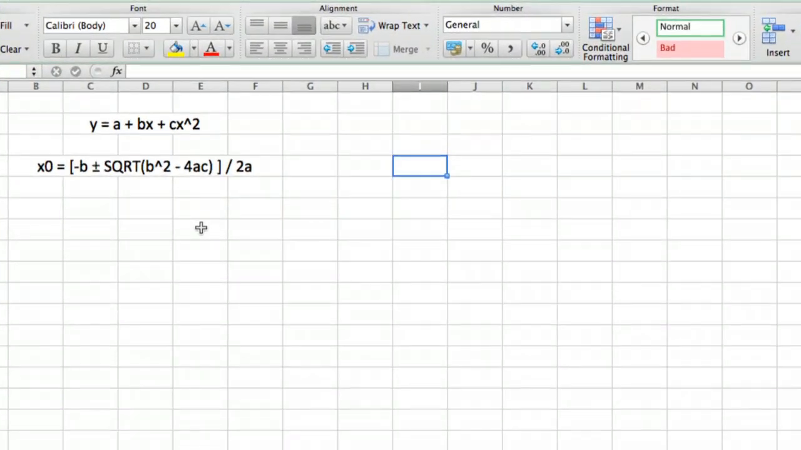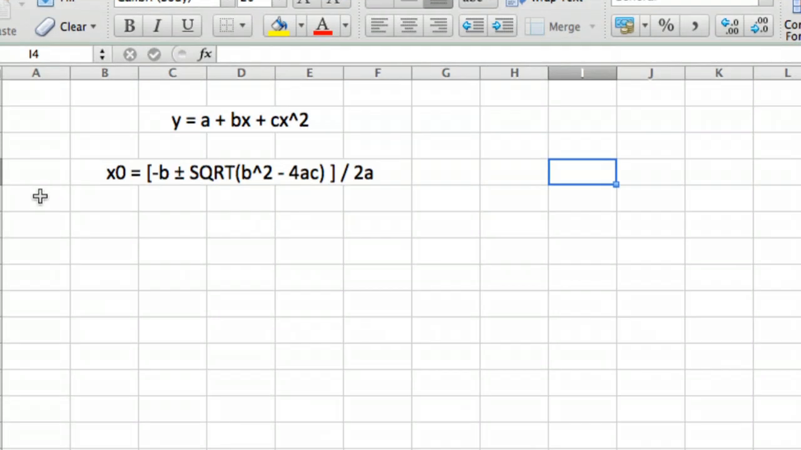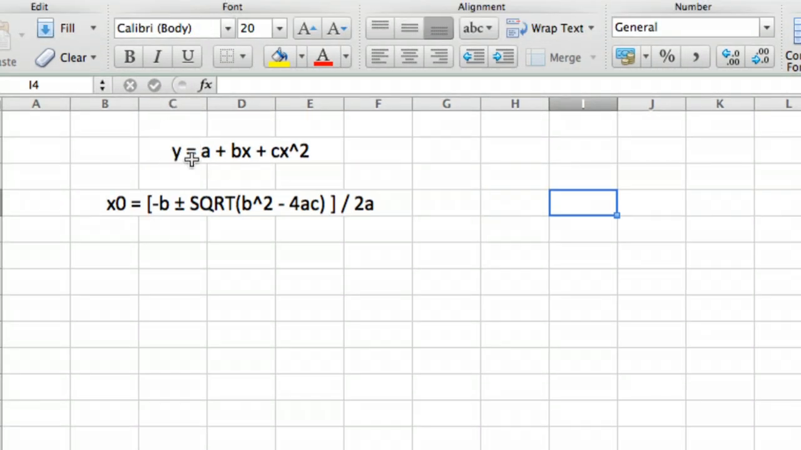On my screen, I have the form of a quadratic equation, which you should know is y equals a plus bx plus cx squared. So it has three terms. It has the constant, the linear term, and the quadratic term. One of them has no x, the second one has a number times x, and the third one has a number times x squared. The roots of the quadratic equation are the values where y equals zero.